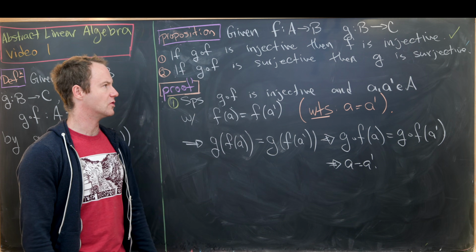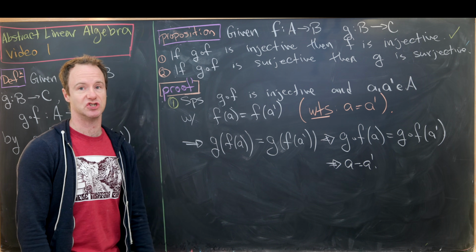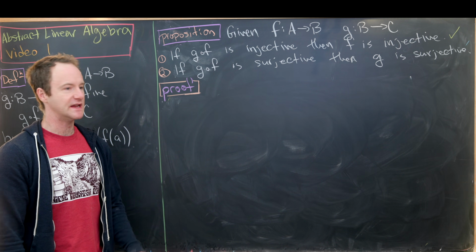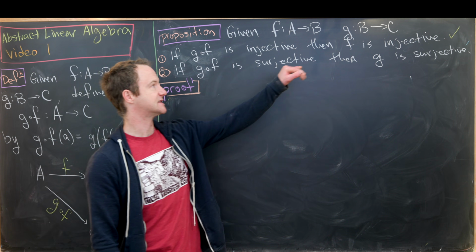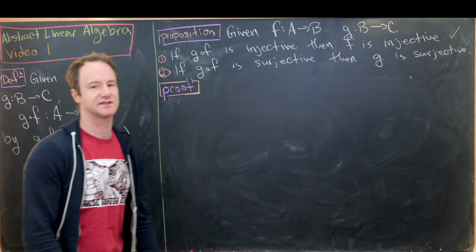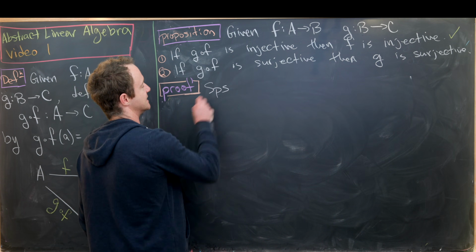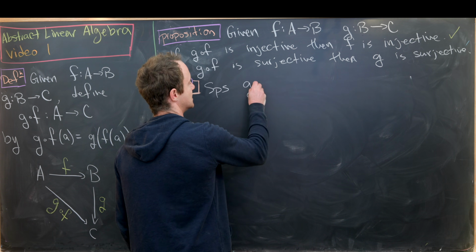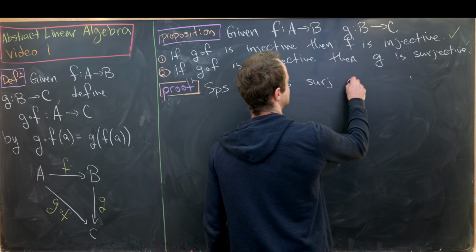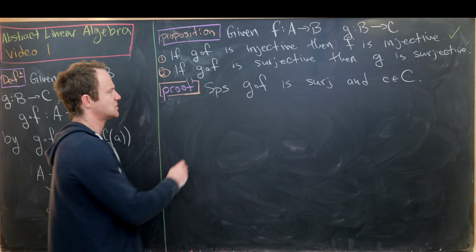Now let's show this other result. If G composed with F is surjective, so is G. So in order to show that G is surjective, we need to show that for all little c in C, there's a little b in B such that G evaluated at little b equals c. We have as a tool that G composed with F is surjective. So let's suppose, like I said, G composed with F is surjective, and we have a little c in C. So what does that tell us?